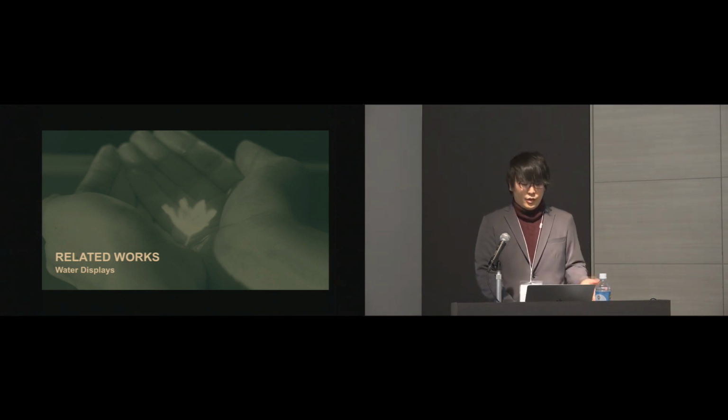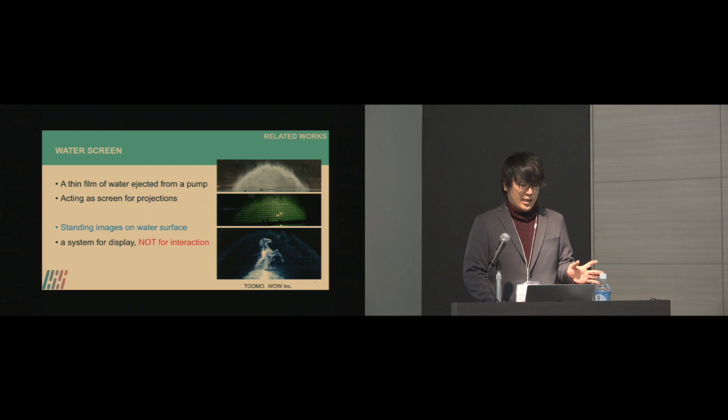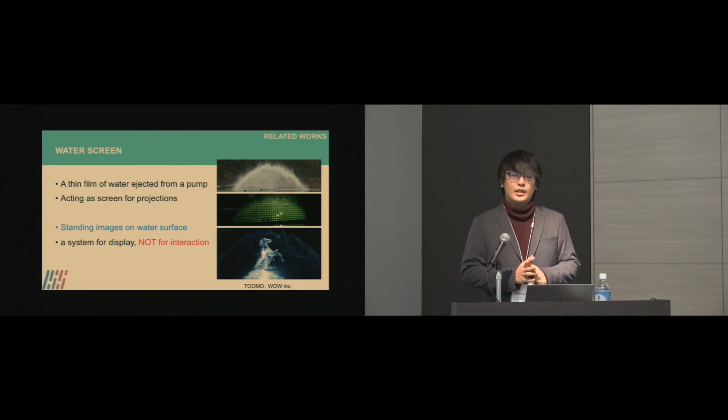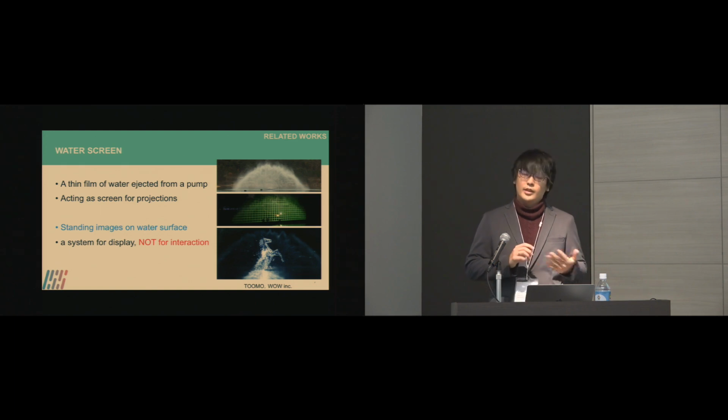Now I'd like to introduce two works related to our purpose. First is the water screen. A water screen is a thin film of water ejected from a pump, acting as a screen for projection. So the system can display images vertically standing on the water surface. However, the system sprays water around and prevents people from getting close to the screen. Therefore, the system is suitable for display, but not suitable for interaction.